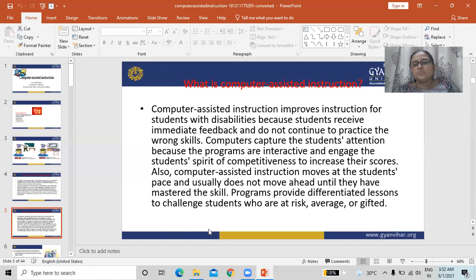Programs provide different leveled lessons to challenge students who are at risk, average, or gifted.